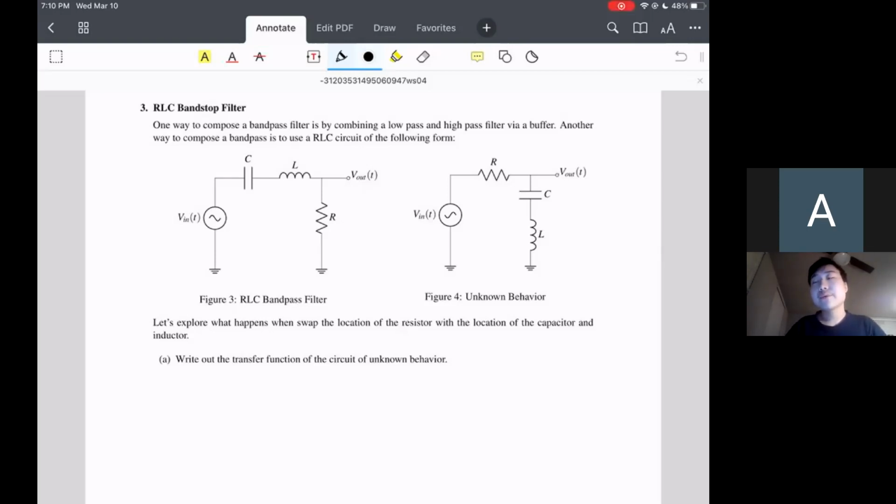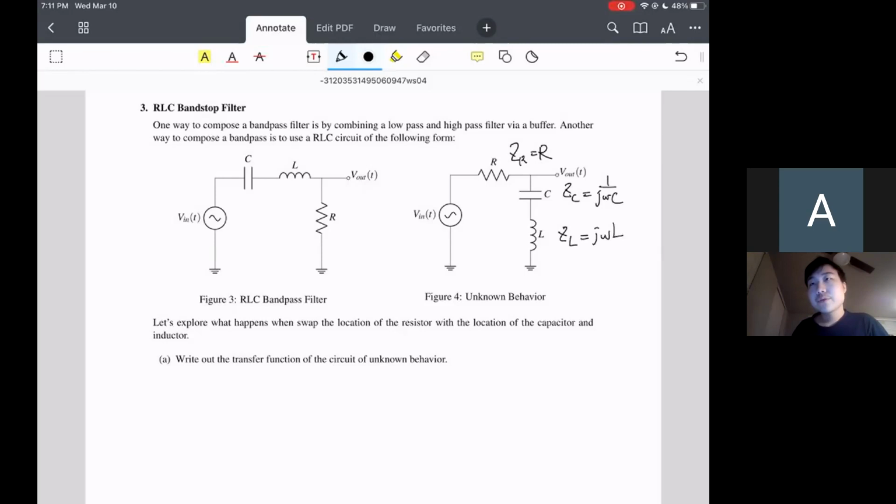As always, if you want to think about this problem on your own, feel free to pause the video and 3, 2, 1, unpause. So for the first part, we want to write out the transfer function of the circuit of unknown behavior. So we know that the impedance of a resistor is R itself, the impedance of a capacitor is 1 over j omega C, and the impedance of an inductor is j omega L.